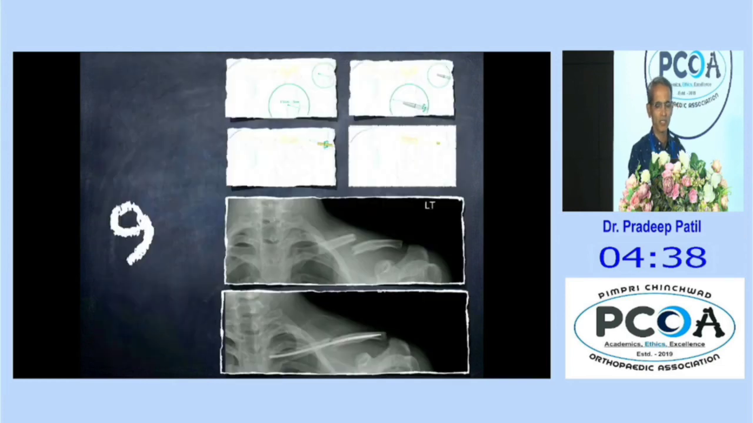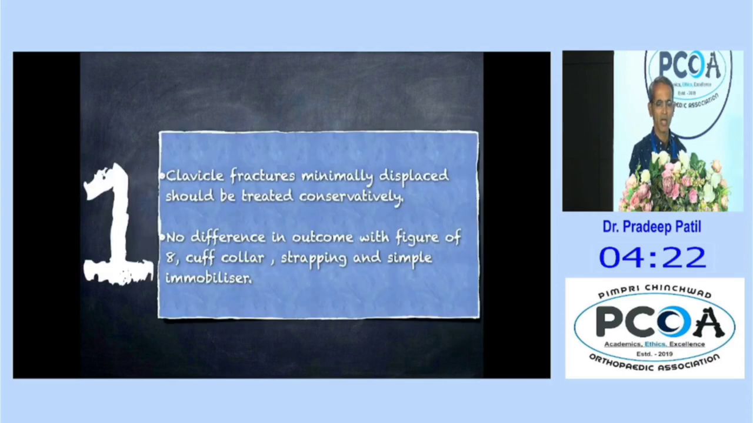So these are some of the cases, and these are pretty simple cases with a transverse fracture or a short oblique fracture, minimally displaced, especially in younger individuals. You can fix it with the help of intramedullary nails. So after that, we can have some guidelines. Clavicle fractures that are usually minimally displaced should be treated conservatively.